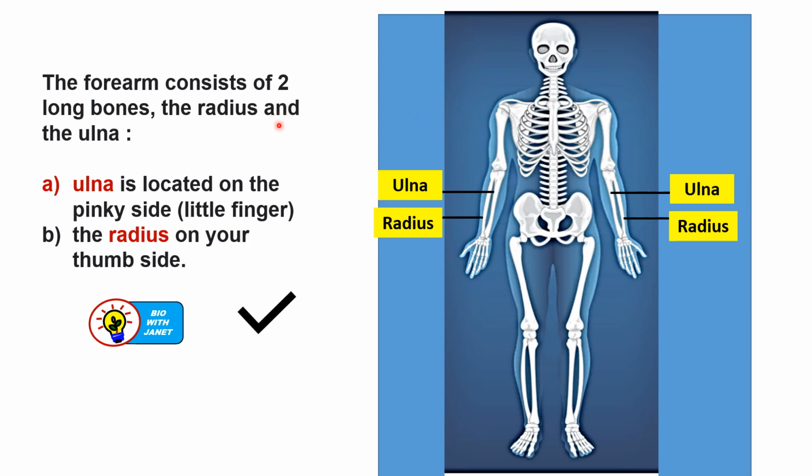Now here are some notes on how to recognize the ulna and radius. The forearm consists of two long bones, the radius and the ulna. The ulna is located on the pinky side, in line with the small finger, whereas the radius is on your thumb side. If you were to stand with your palms open facing the front, you can trace the radius. It's the bone in front, in line with the thumb, and the ulna is the inner bone, nearer to your body, in line with the pinky or small finger.